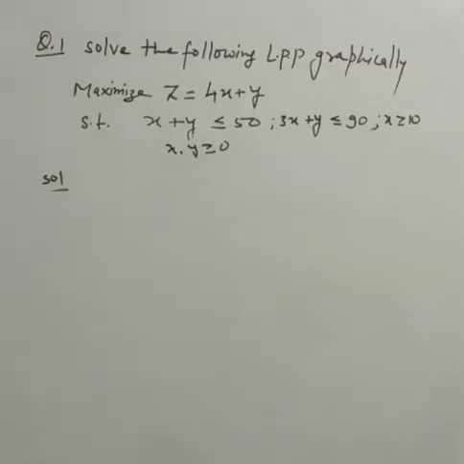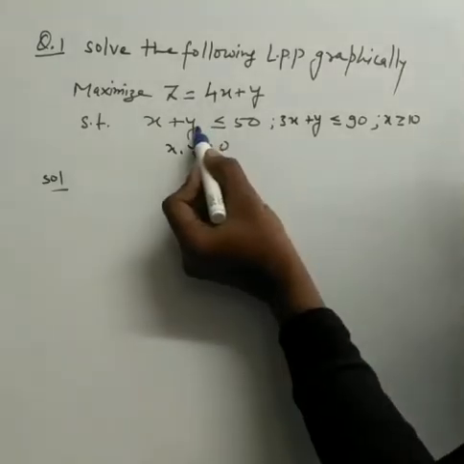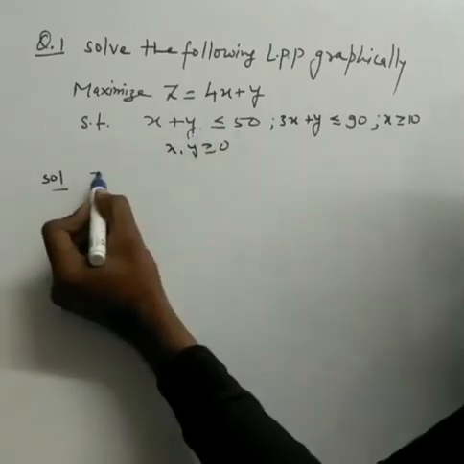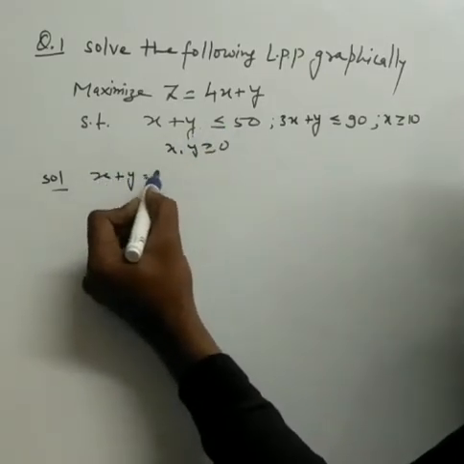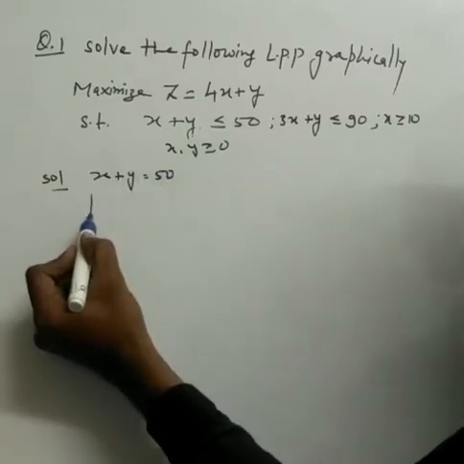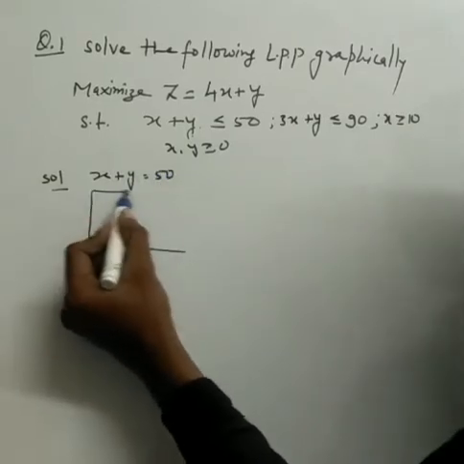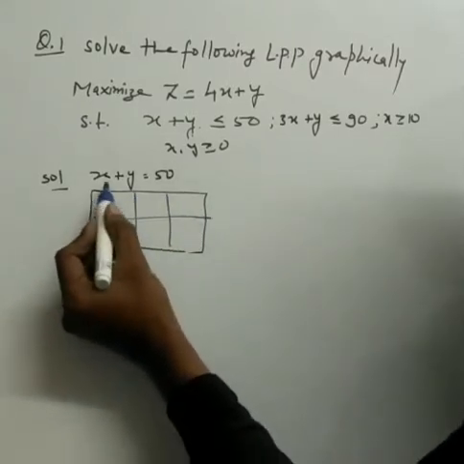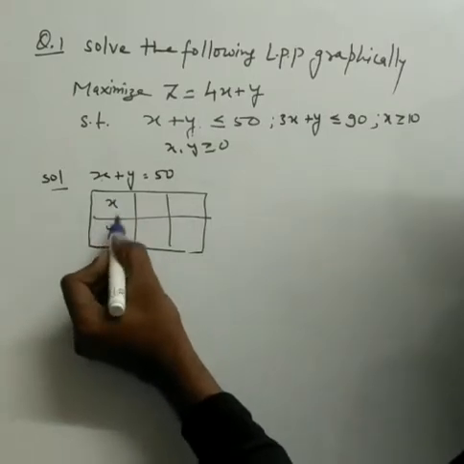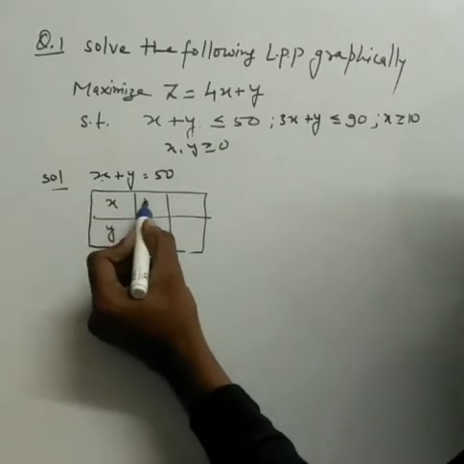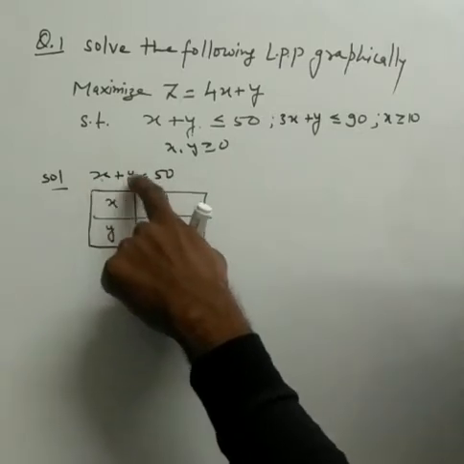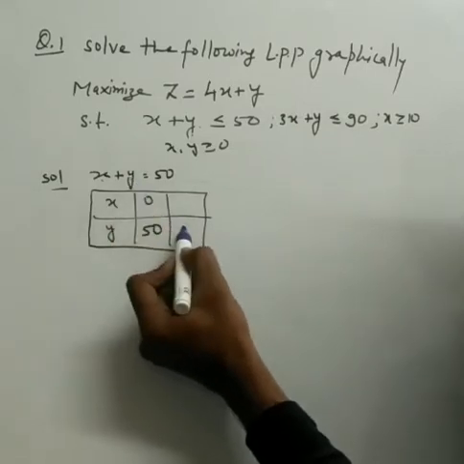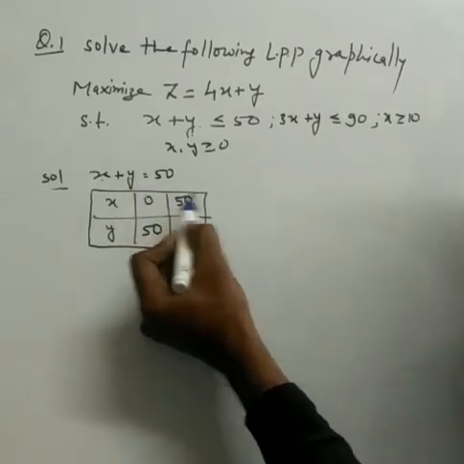Here we'll solve this linear programming problem. First, take the first constraint. Here we have to put the equal sign so that it becomes x plus y equal to 50. Now we draw a table to draw the graph, with x and y. If we put x equal to 0, we get y equal to 50. And if we put y as 0, we get x equal to 50.